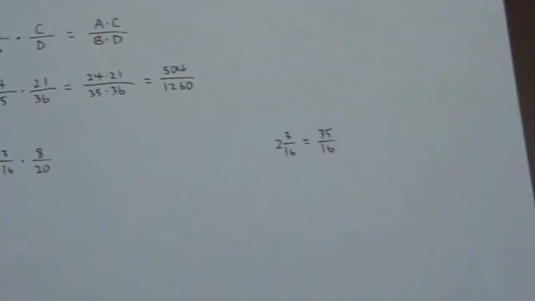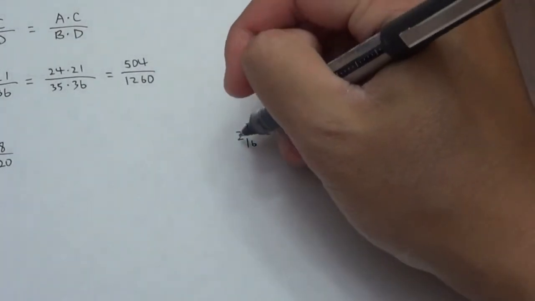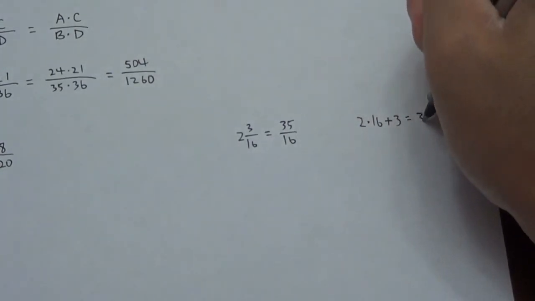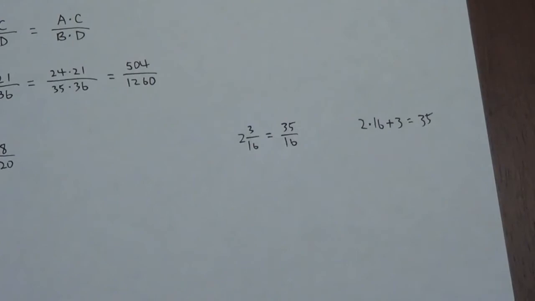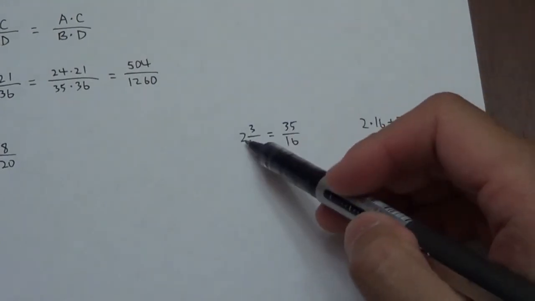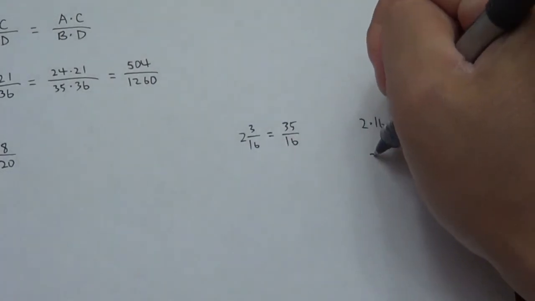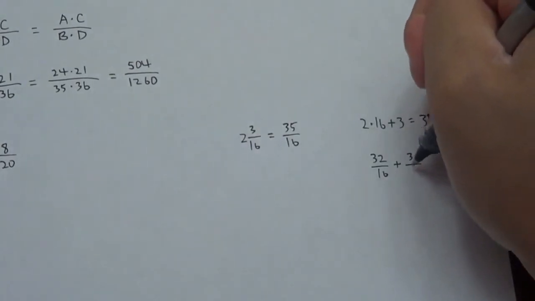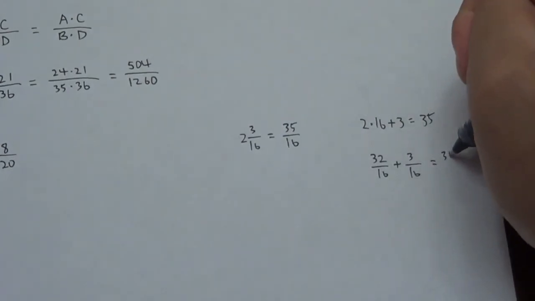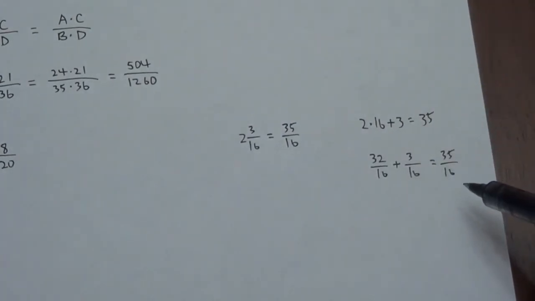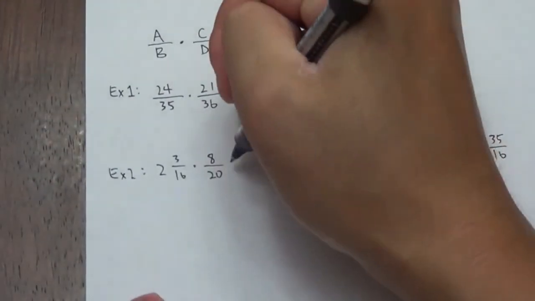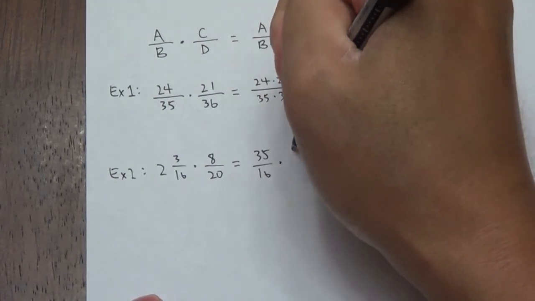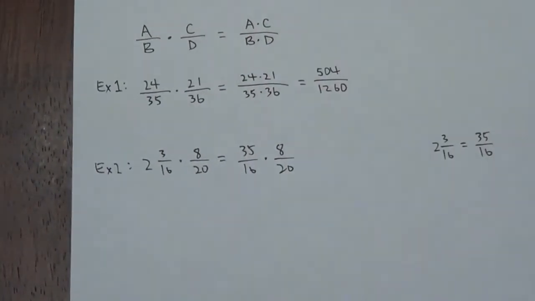Now, I did some mental math there. To work it out, I multiply 2 times 16, and then I add the numerator. That's how I get the 35. If you remember, 2 is the same thing as 32 over 16, and you're adding that to 3 over 16. That's how I get the 35 over 16. So then this is actually 35 over 16 times 8 over 20.